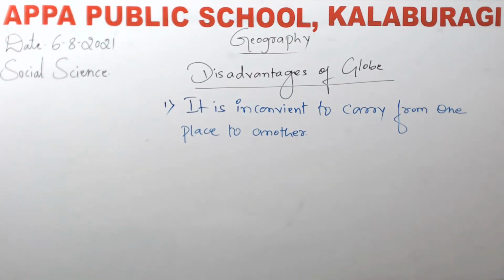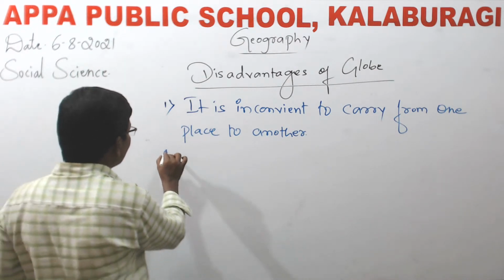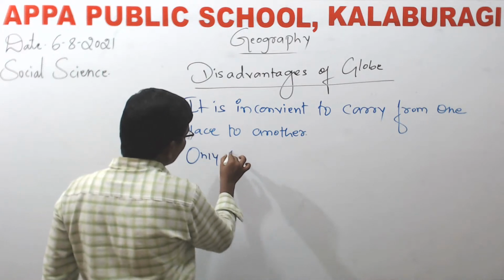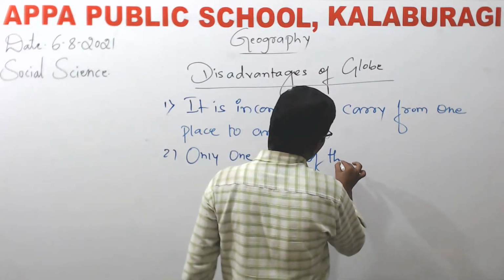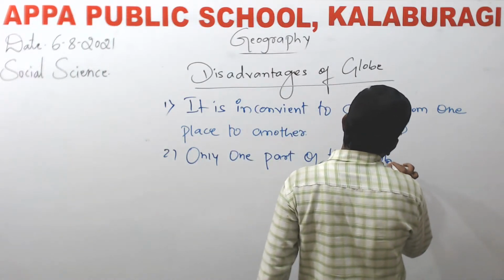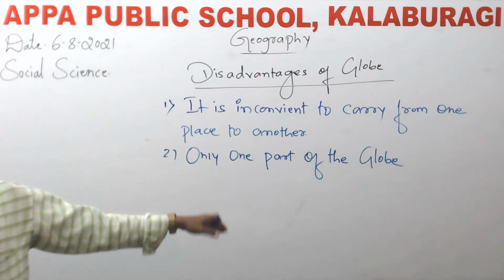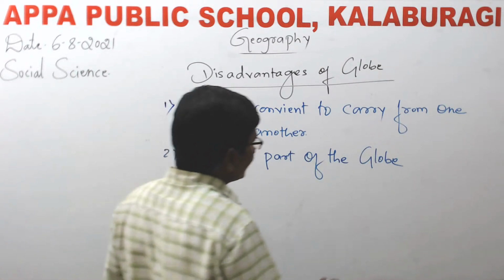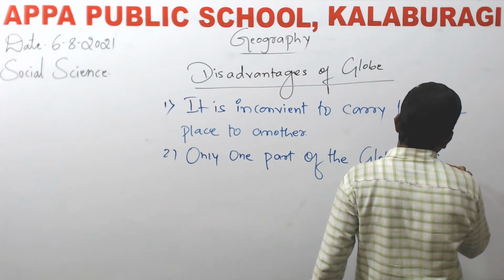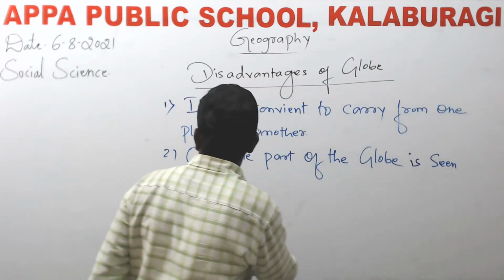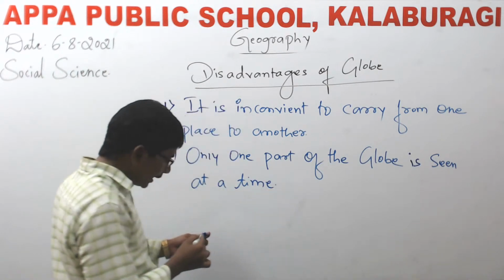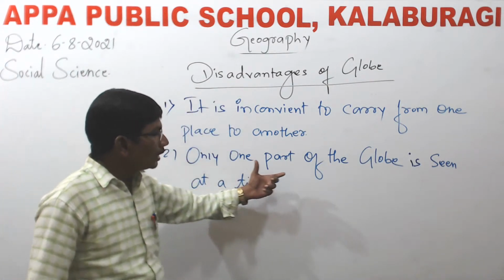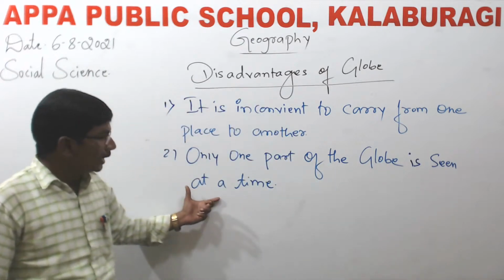And the second one is that only a part of the globe is seen at a time. What is that, children? Only one part of the globe is seen at a time. This is the second disadvantage.